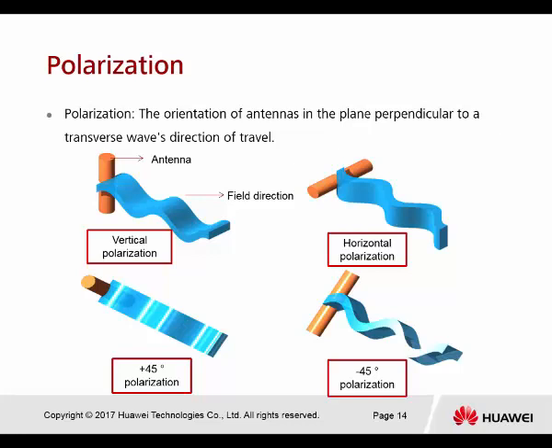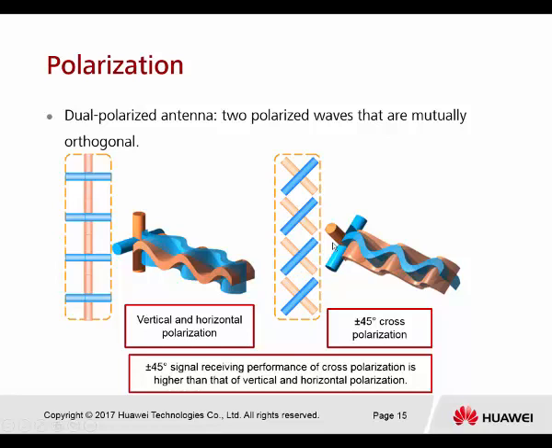And back again to the polarization. The orientation of the antenna in the plane perpendicular to the transverse wave direction of travel. There are different types of polarization: vertical, horizontal, 45 degrees, with different angles. They also mix both together to get better receiving and transmission speed, using vertical plus horizontal, or plus minus 45 degrees.